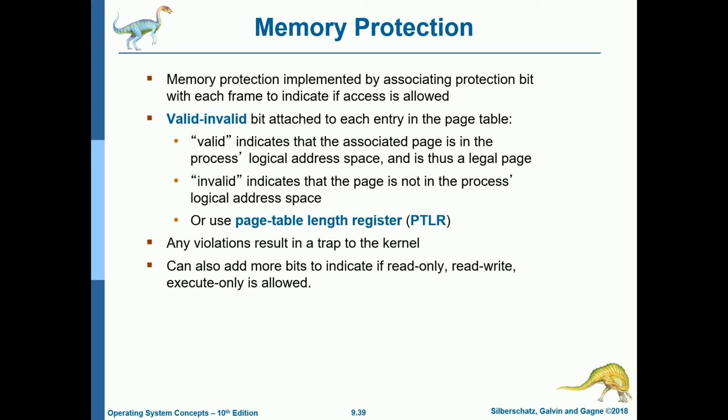Memory protection in a paged environment is accomplished by protection bits associated with each frame. Normally, these bits are kept in the page table. One bit can define a page to be read-write or read-only. Every reference to memory goes through the page table to find the correct frame. At the same time that the physical address is being computed, the protection bits can be checked to verify that no writes are being made to a read-only page. An attempt to write to a read-only page causes a hardware trap to the operating system.